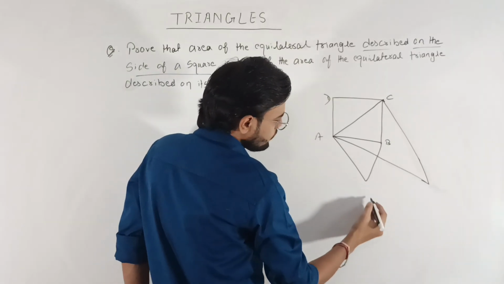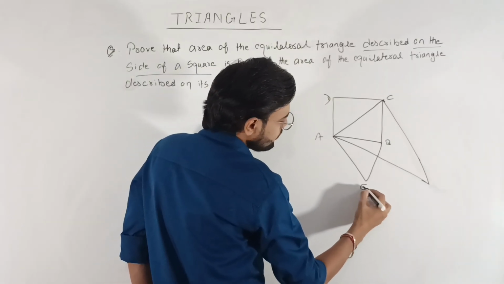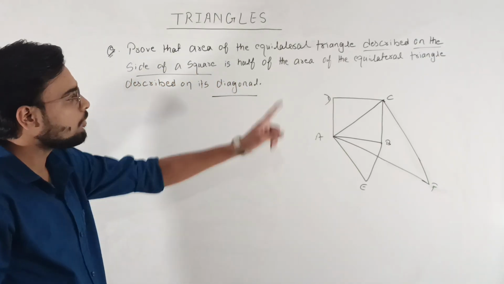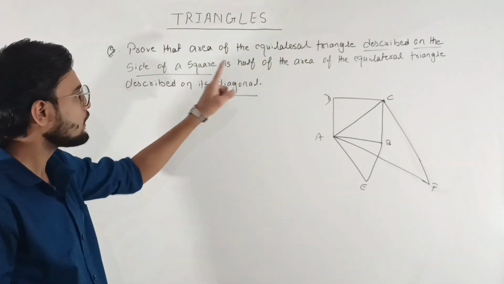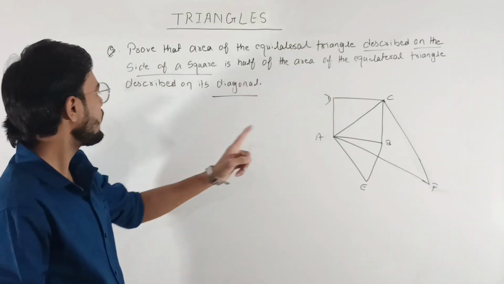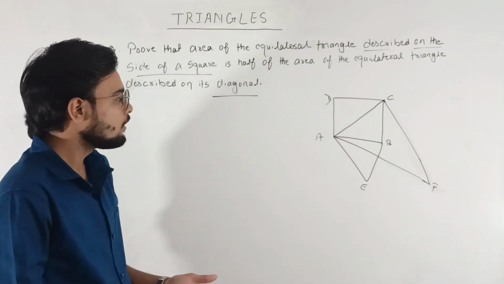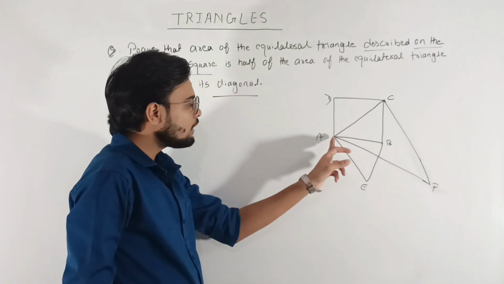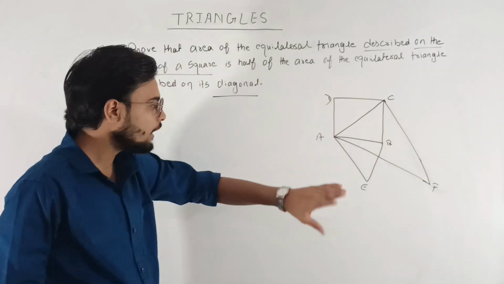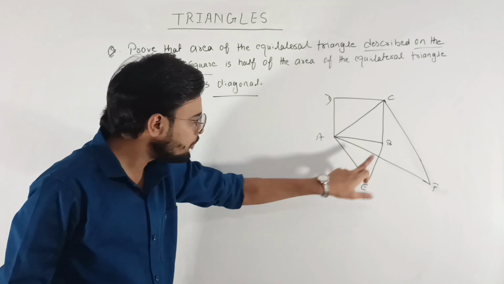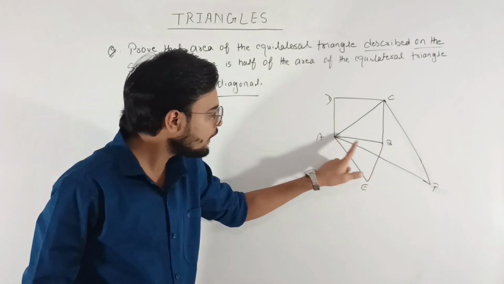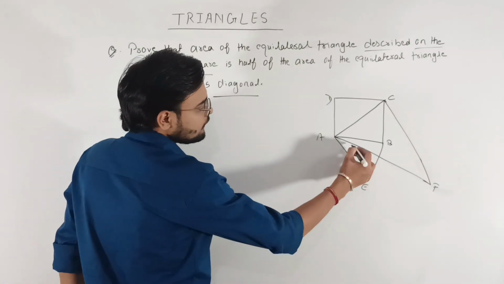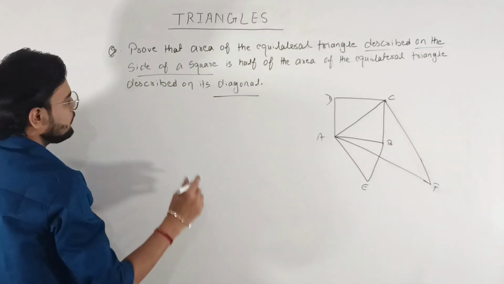First triangle is E and F. Now look, we have to prove that the area of the equilateral triangle described on the side of a square is half of the area of the equilateral triangle described on its diagonal. The equilateral triangle described on the side is AEB and on the diagonal is AFC. We have to prove the area of triangle AEB is half of the area of triangle AFC.